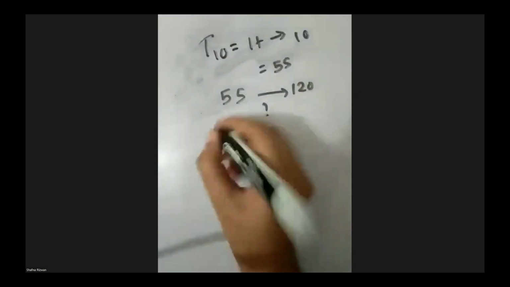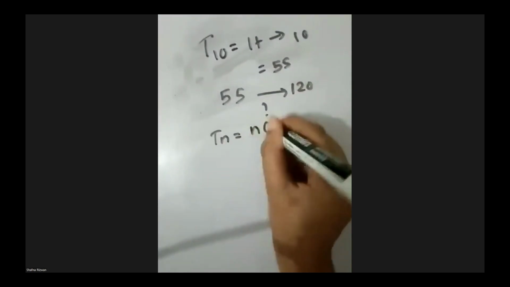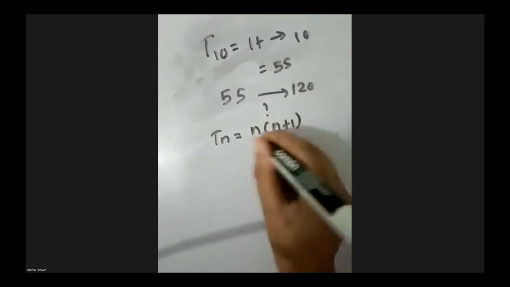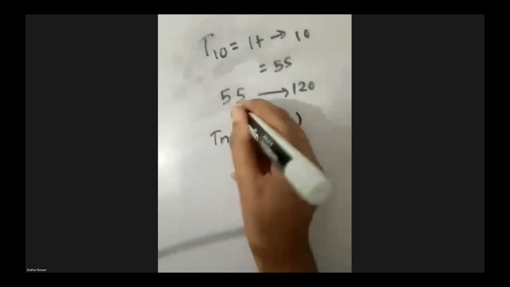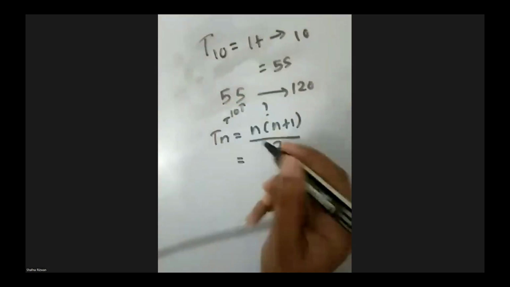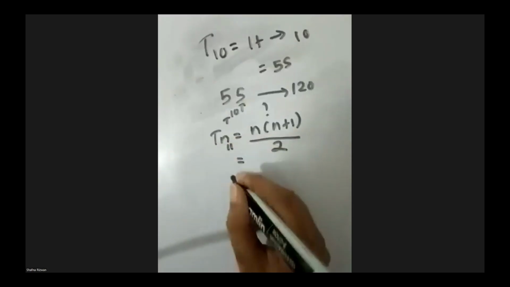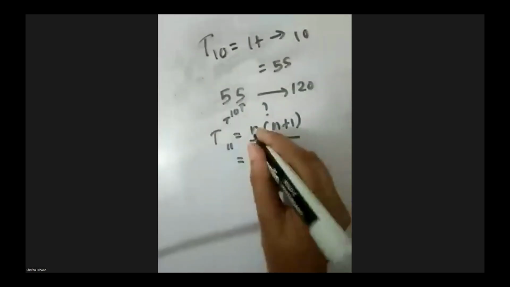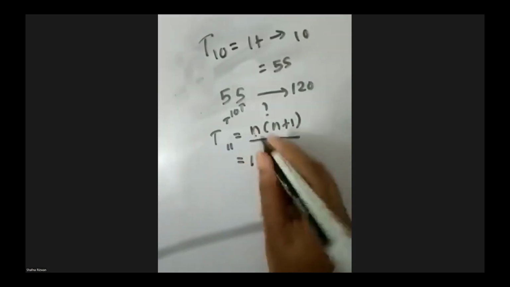To find that, we have this formula. What is it? Tn equals n times (n plus 1) divided by 2. Now, this is the 10th triangular number, no? Let's find the next one. What's the next triangular number you will have? The 11th triangular number, T11. So what should I write for n? 11, since it is the 11th. So write 11.